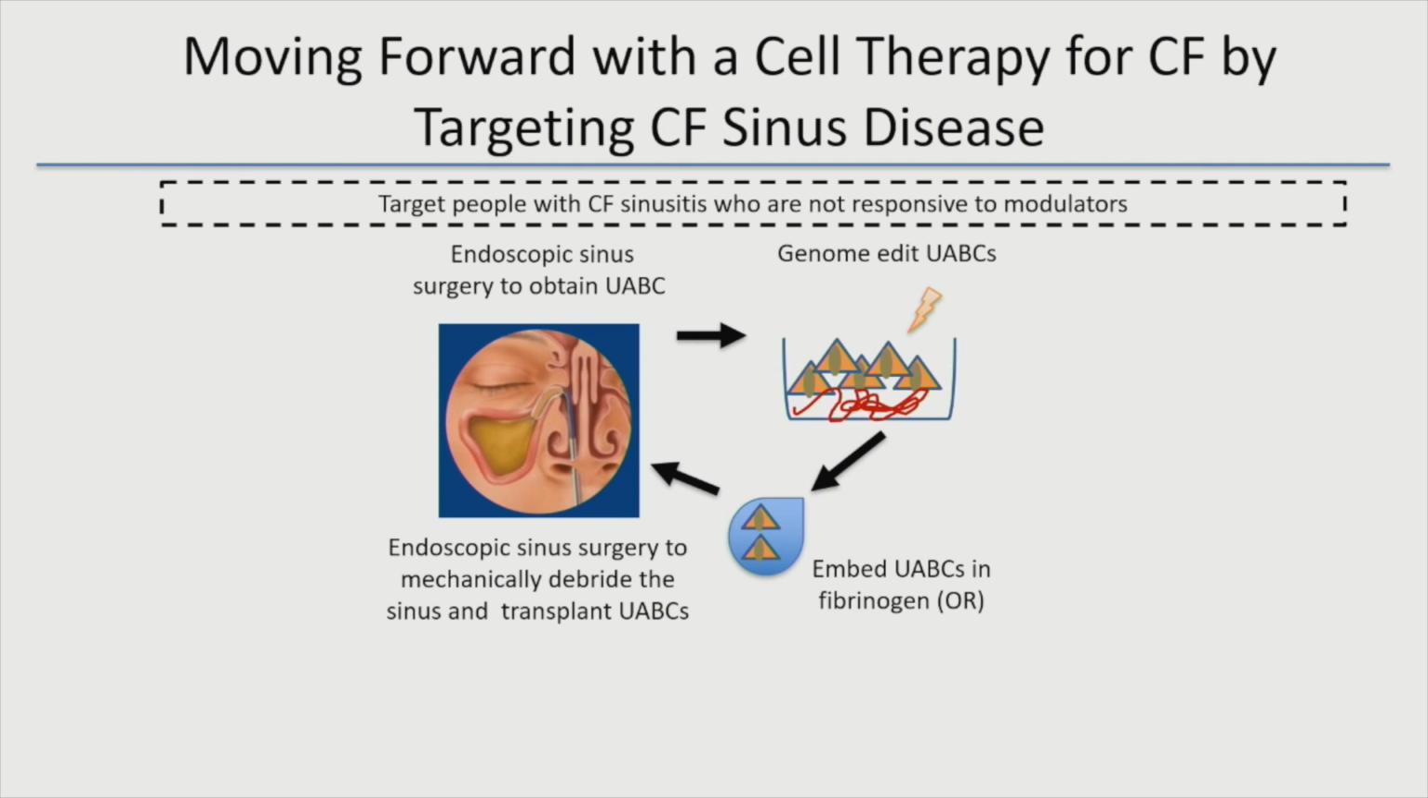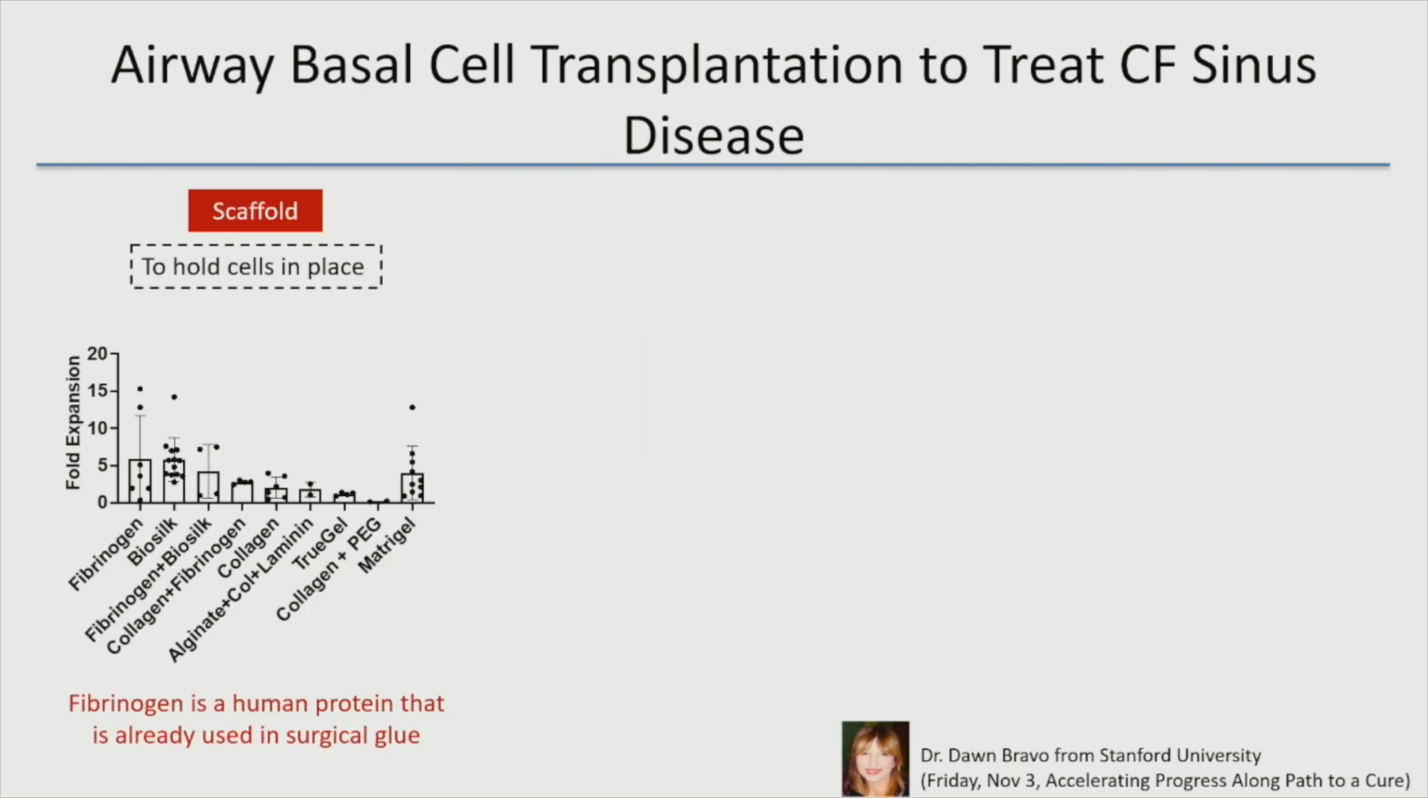The idea is that if you have severe CF sinus disease, you would go to your ENT physician, and they would debride your sinus and send us the tissue. We would edit the cells, put them on some sort of biomaterial, and then transplant them back. We just had a pre-IND meeting with the FDA last December, so we're actively planning how to move this further. Dr. Bravo had a really nice talk yesterday in one of the sessions, and she's in the audience, so you can chat with her a little more if you're interested.